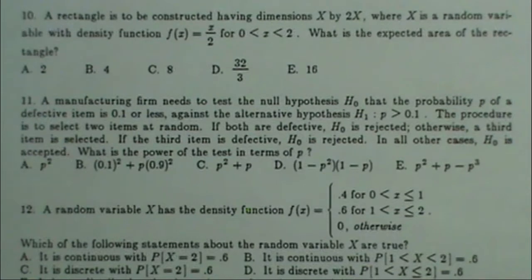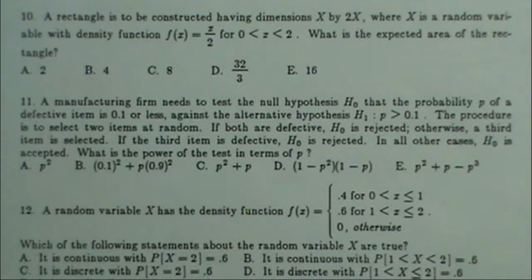Number 11. A manufacturing firm needs to test the null hypothesis that the probability P of a defective item is 0.1 or less, against the alternative that P is greater than 0.1. The procedure is to select 2 items at random. If both are defective, H0 is rejected. Otherwise, a third item is selected. If the third item is defective, H0 is rejected. In all other cases, H0 is accepted. What is the power of the test in terms of P?